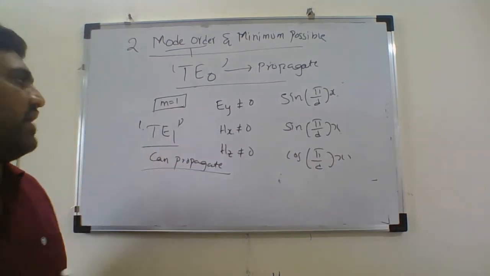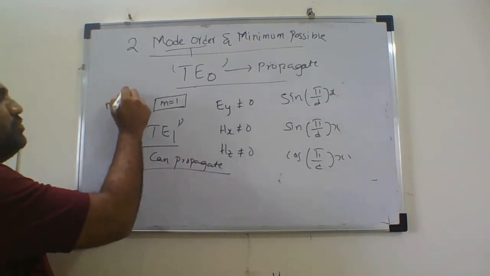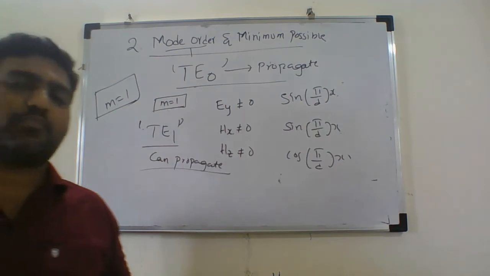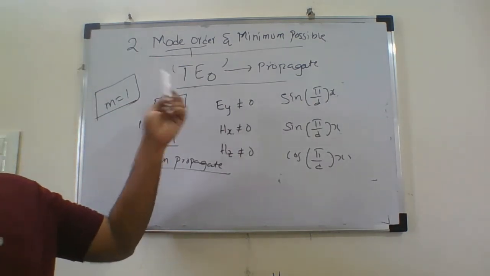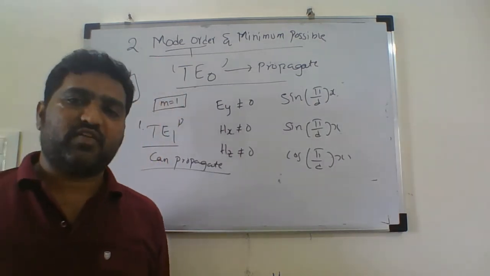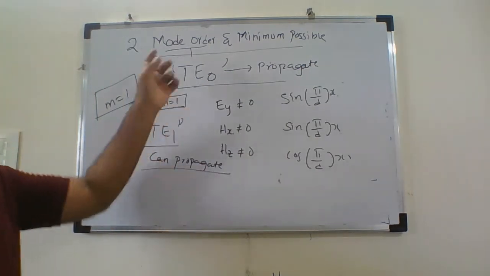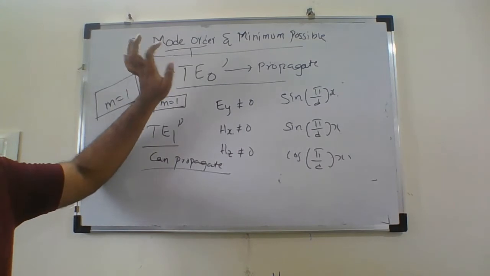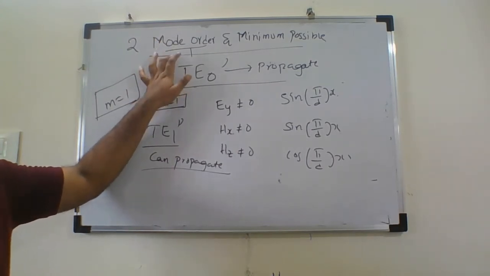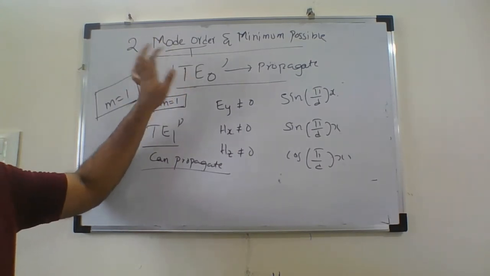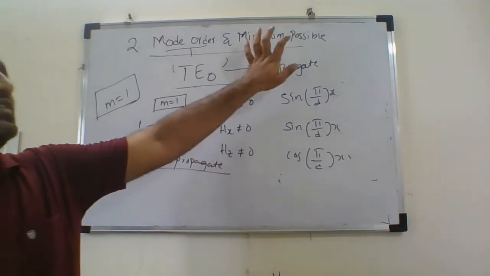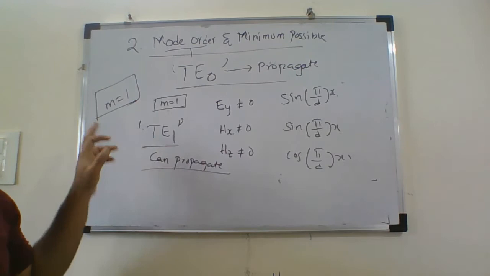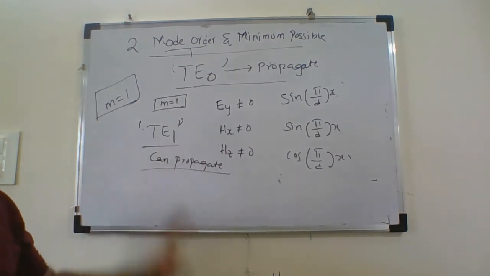Okay, so the minimum value of m should be equal to 1. So m equal to 0 is not supported for the TE, transverse electric, case in the planar waveguide. So these are the two characteristics, right? We defined what the mode order is. Mode order represents the number of half-cycle variations of the field inside the waveguide, and then we discussed the minimum possible mode. The lowest possible mode is m equal to 1, or TE1.